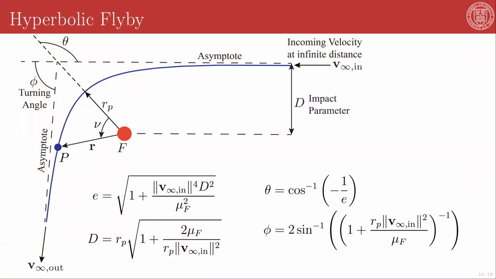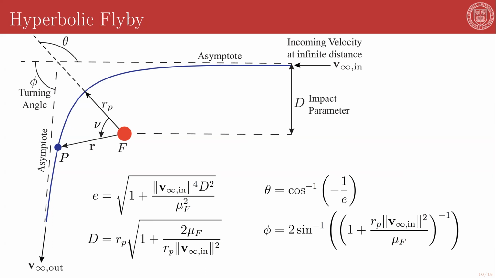In addition to the impulsive burn model, an incredibly important tool in preliminary trajectory design is the concept of gravitational assist trajectories, also known as hyperbolic flybys. The idea here is to use the gravitational interaction between your spacecraft and some flyby object, usually one of the major bodies of the solar system, in order to change the heliocentric velocity vector of the spacecraft as it's moving past the flyby object.